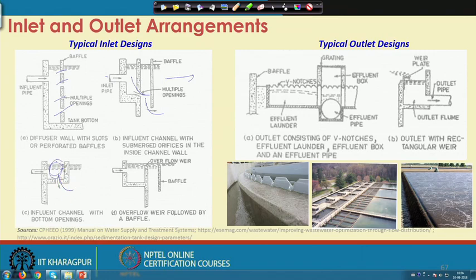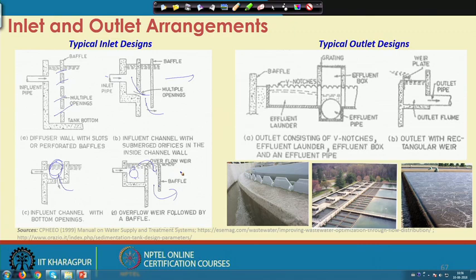So, the turbulence portion is subsided here only. Same design is this one, turbulence portion is subsided here and the overflow from this goes to this one, and then there is another baffle which sort of smoothens the transition into the settling zone. So, these are some of the typical inlet arrangements.